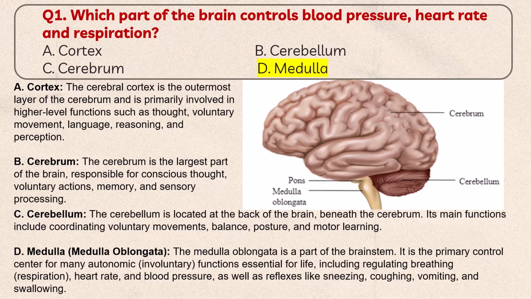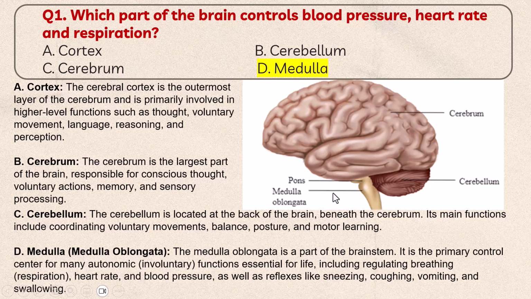And the cerebrum, you can see this whole part is the cerebrum. The cerebrum is the largest part of the brain, responsible for conscious thought, voluntary actions, memory, and sensory processing. The cerebellum, you can see here, is located at the backside of the brain beneath the cerebrum. Its main functions include coordinating voluntary movements, balance, posture, and motor learning.